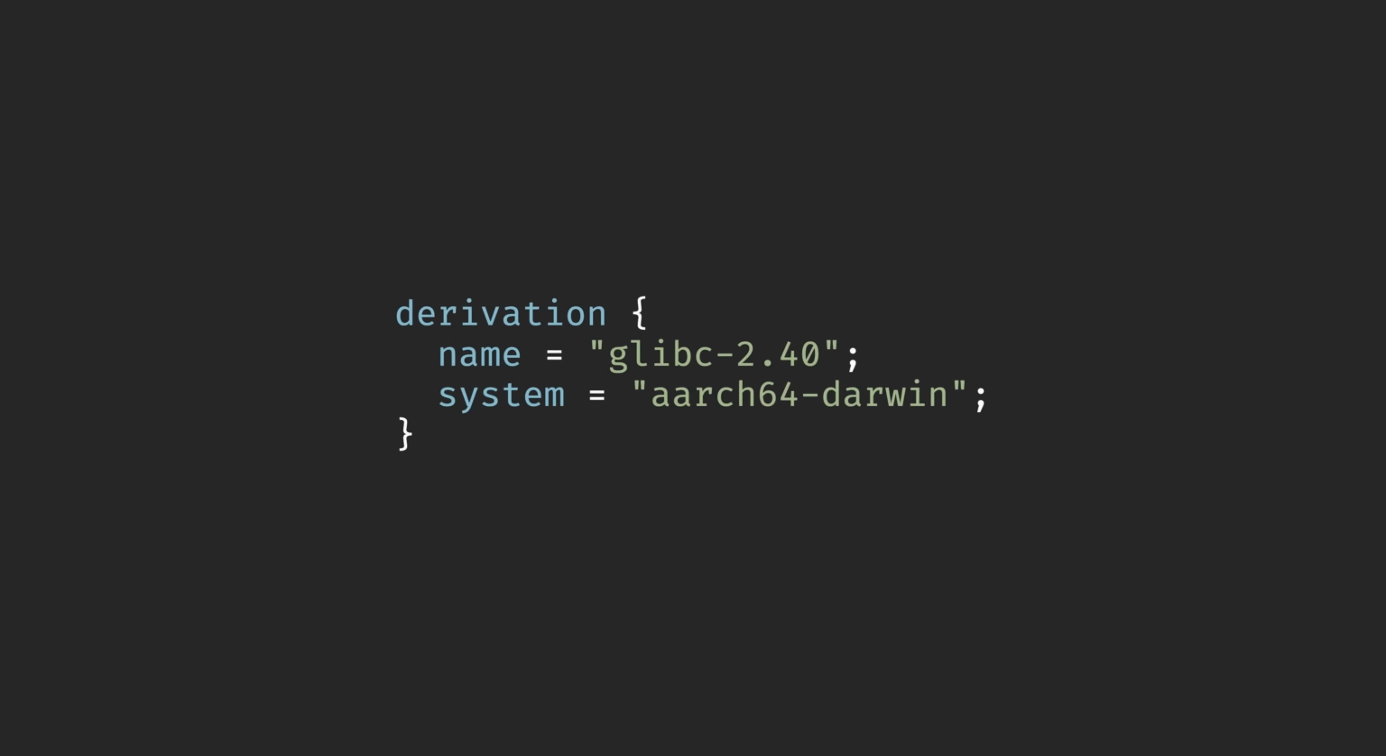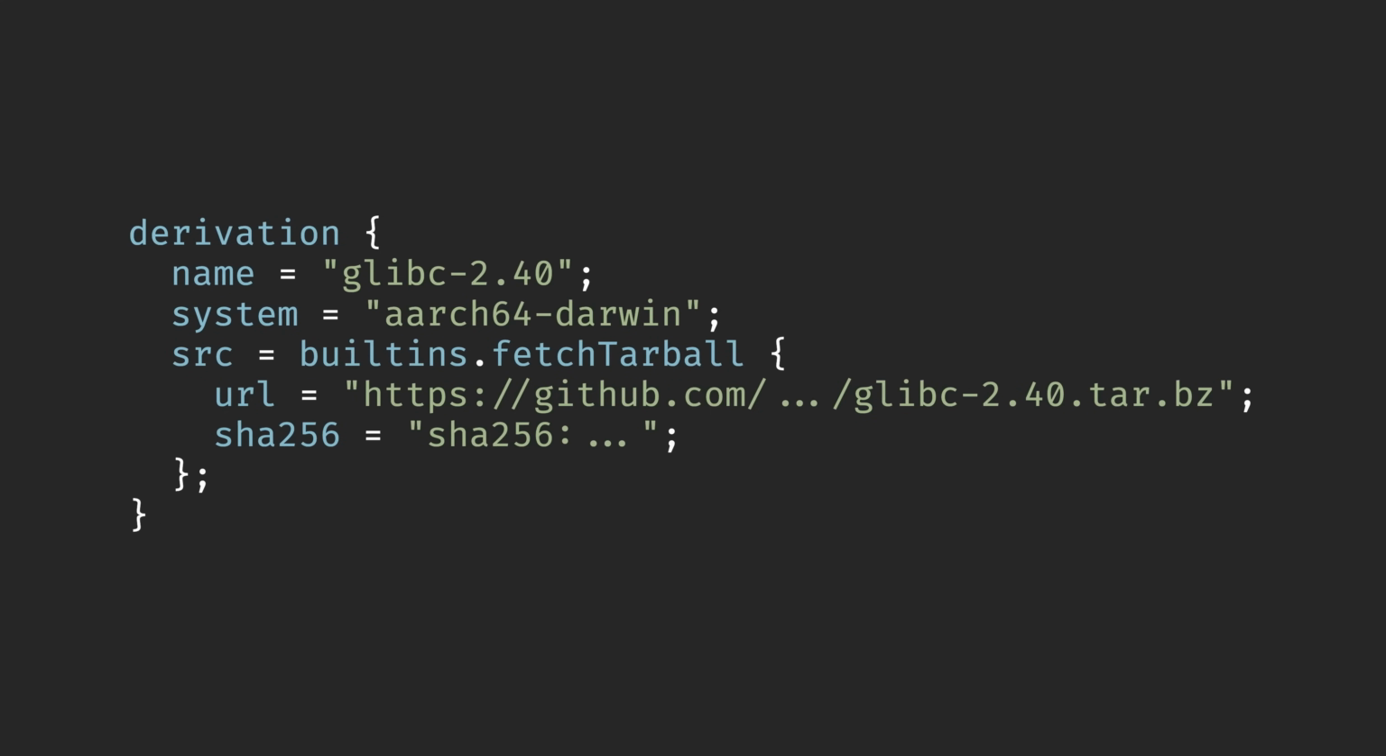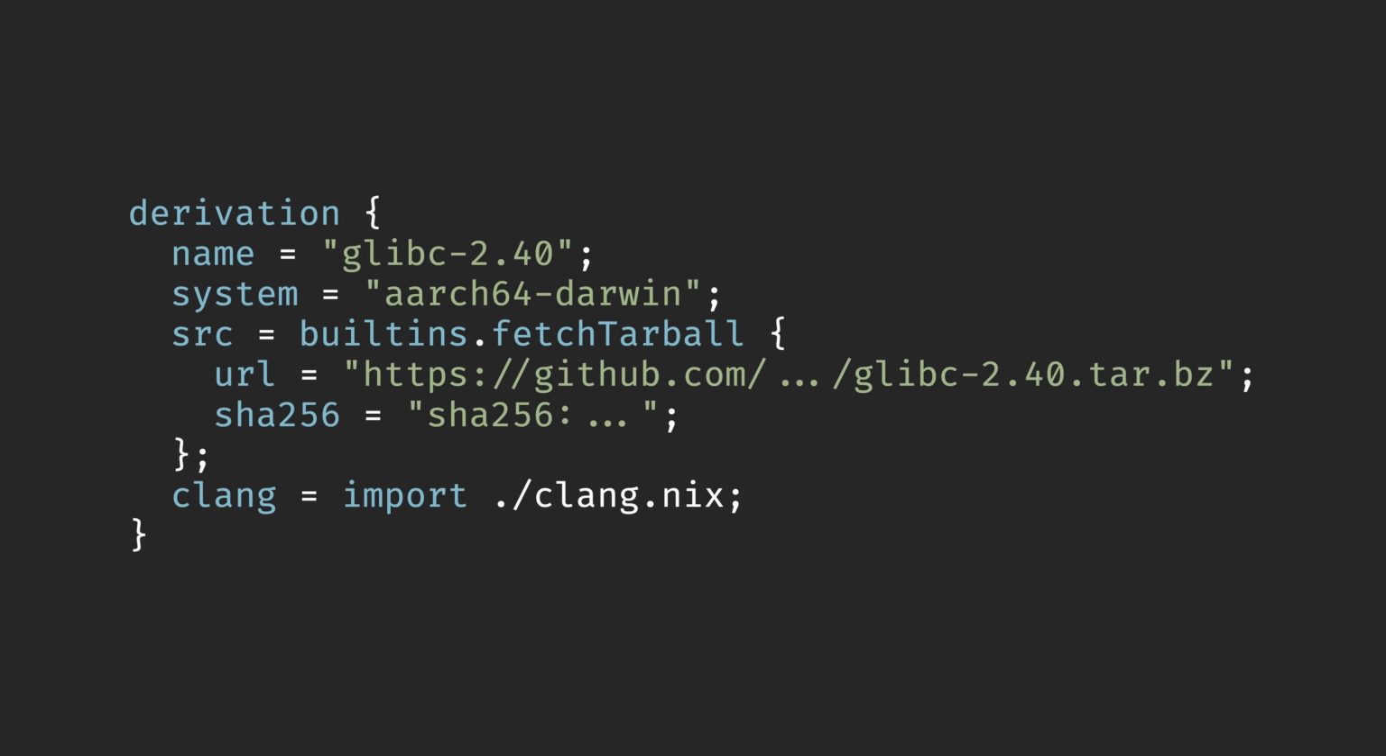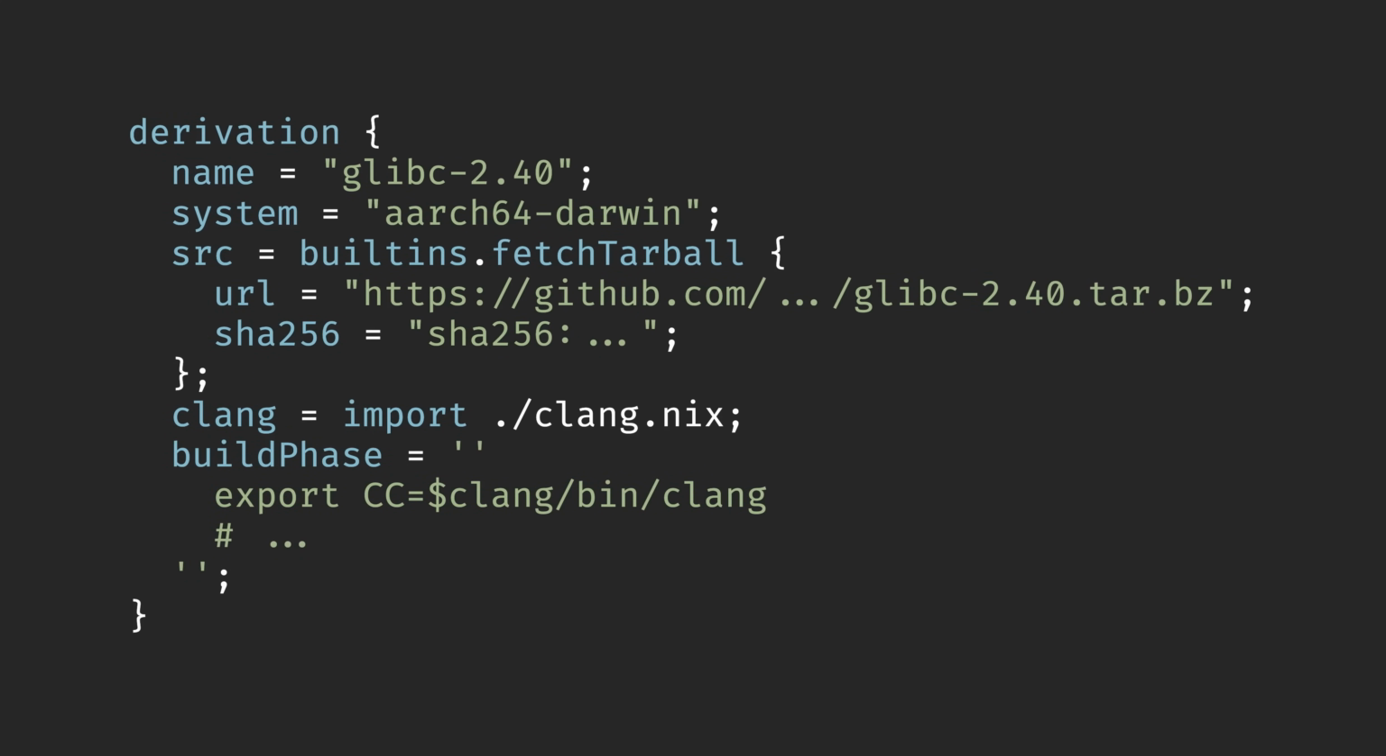Let's say we want to use glibc version 2.40. And just like before, we download the tarball from GitHub. To use our own Clang, we import it and pass it in as another attribute to the derivation. Then in the build script, we set the CC variable to our own Clang, which will hopefully get picked up by autotools, makefiles, and those sorts of things.